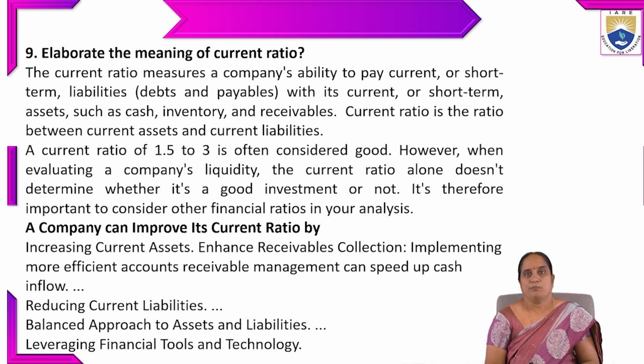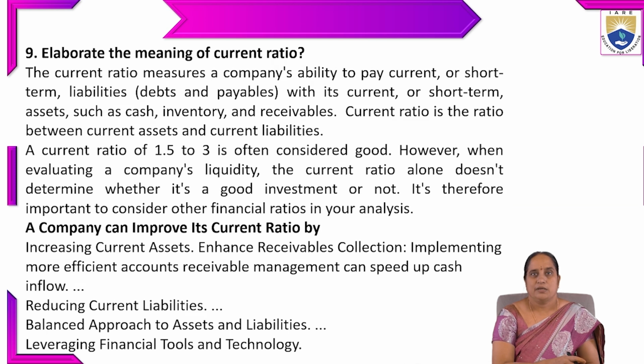A company can improve its current ratio by increasing current assets, enhancing receivables collection, implementing more efficient accounts receivable management to speed up cash inflow, and reducing current liabilities, with a balanced approach to assets and liabilities, and leveraging financial tools, techniques, or technology.